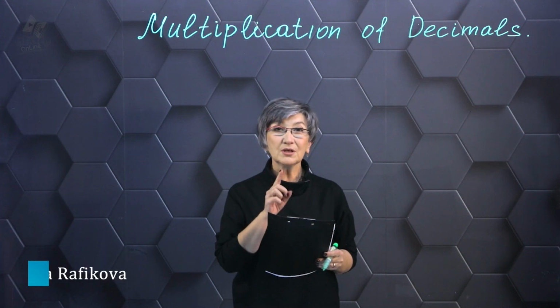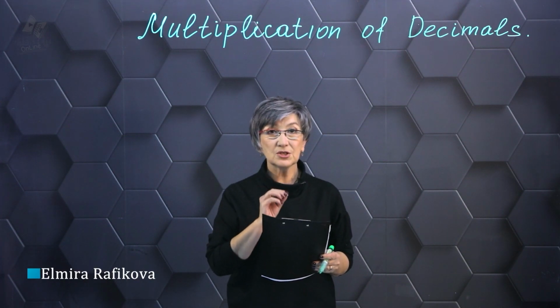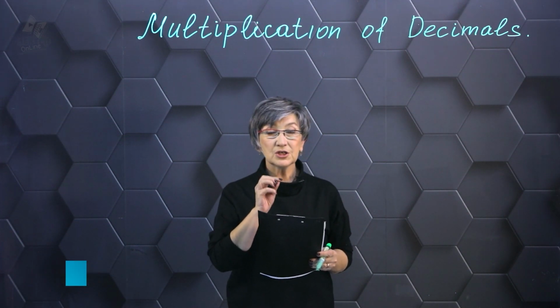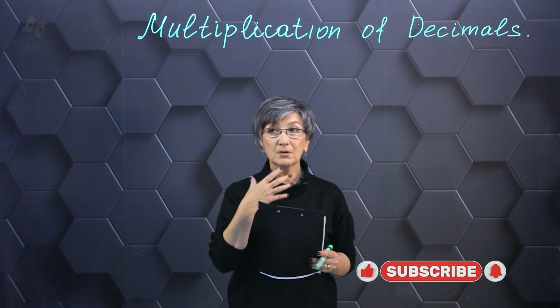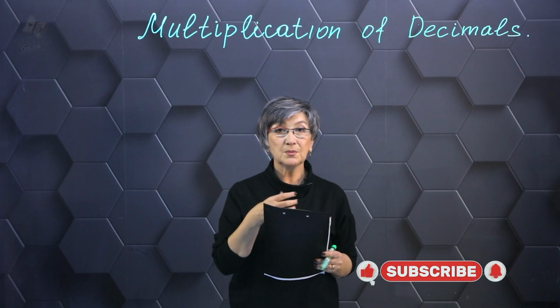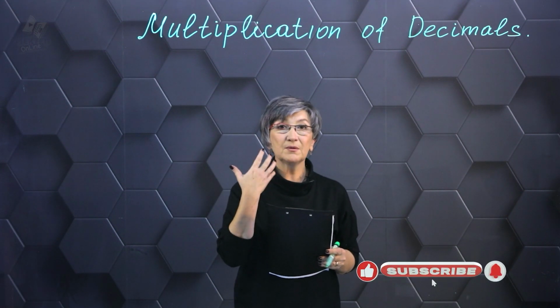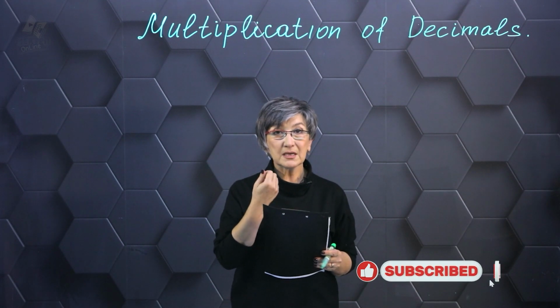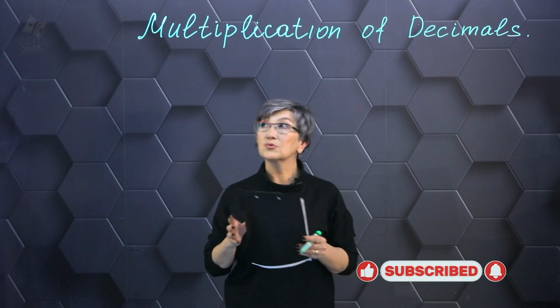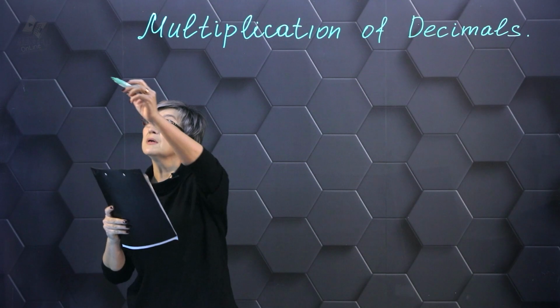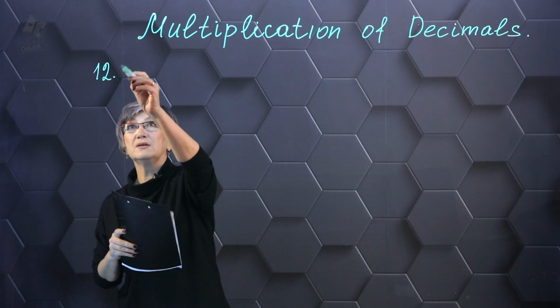Hello! Today we're going to learn how to multiply decimals. But first we're going to work through an example in which we will convert a decimal fraction into an ordinary fraction to show that the answer is the same. So we need to multiply 12.2 by 4.